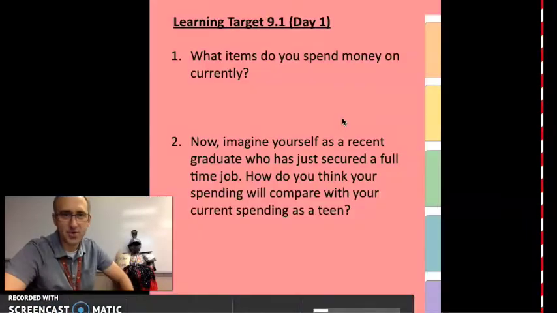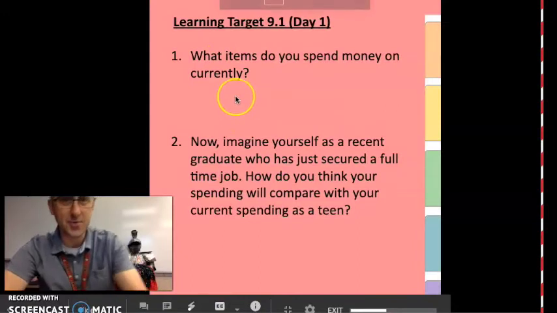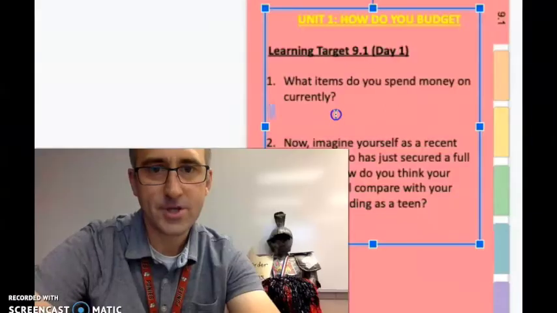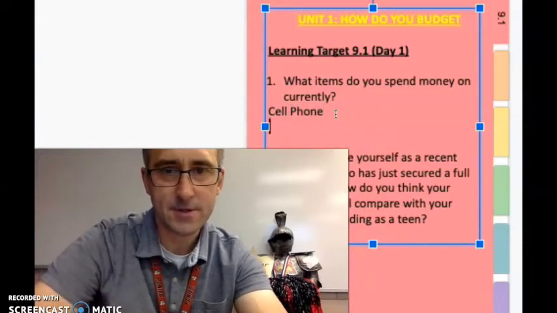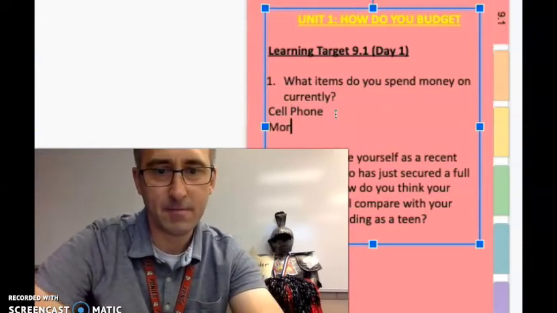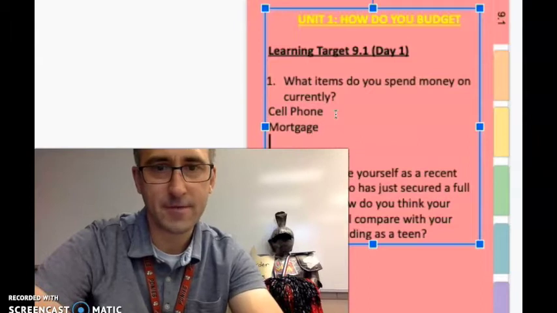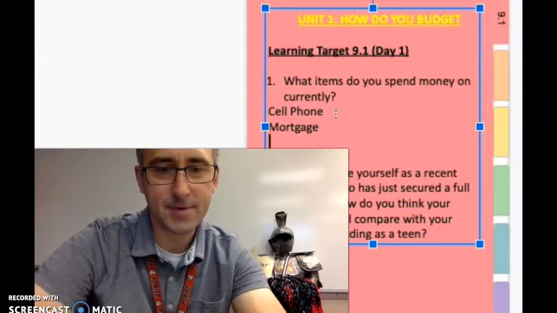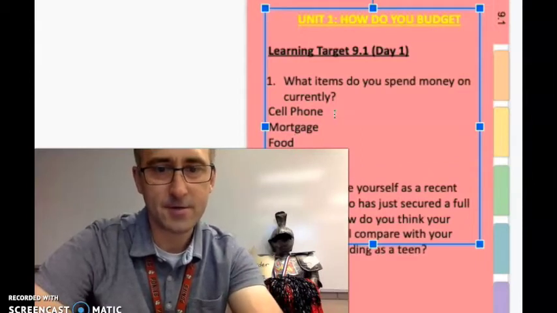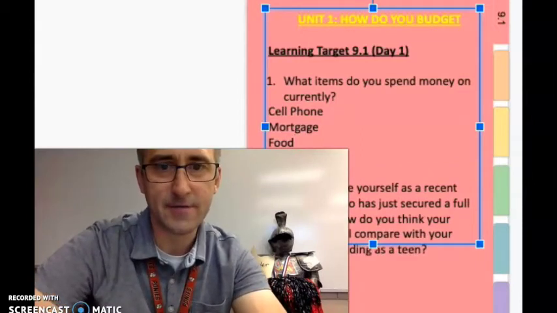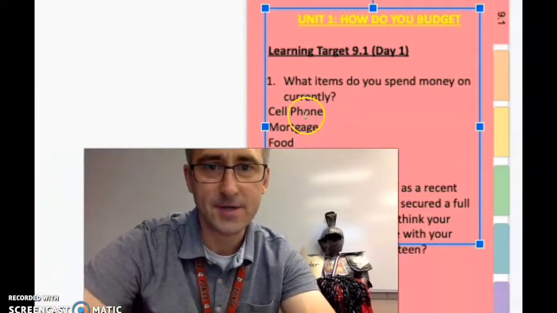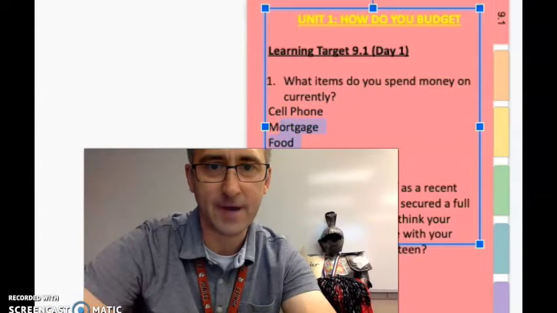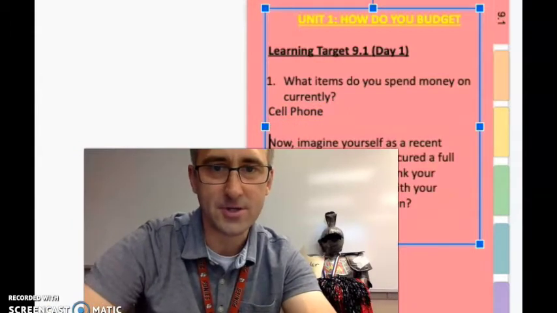Bear with me as I'm trying to get the slides to work with me typing as well. So I currently spend my money on my cell phone. I spend my money on the mortgage for my house. I spend my money on food and Starbucks, and you're going to list 5 or 6 things or as many things as you want in there. I'm going to delete these so that you don't have my stuff on your sheet.